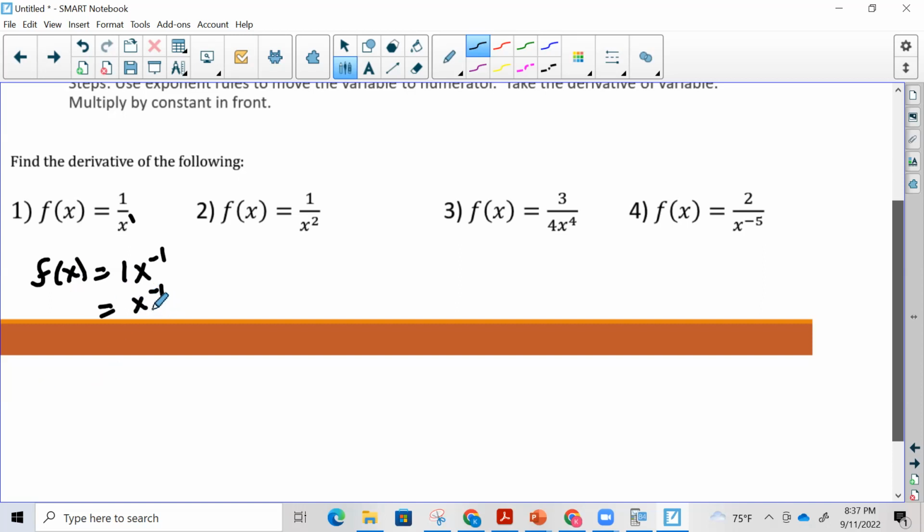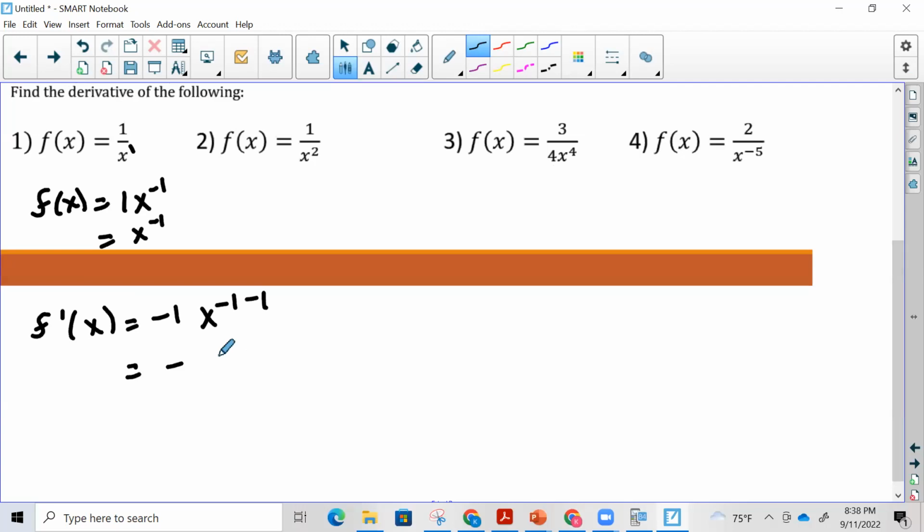So once I move the variable to the numerator, now I can use the derivative rule where I bring the exponent down to the coefficient. So I make a negative 1x. And then again, a lot of students make a mistake with this. Just be careful when you're subtracting. Negative 1 minus 1 is x to the negative second. And then if you want to rewrite it without the negative exponent, we would leave the negative 1 in the numerator and we would put it over x squared. You only move the variable with a negative exponent. You don't move a negative number.